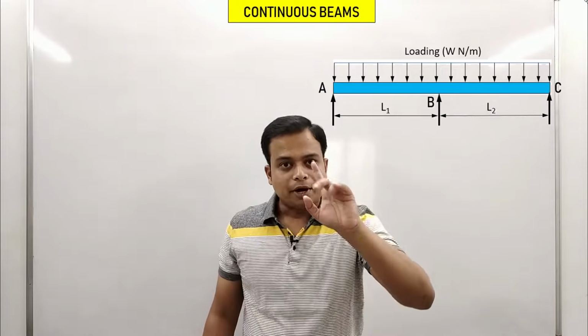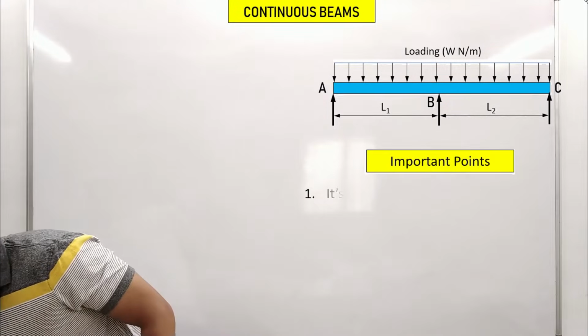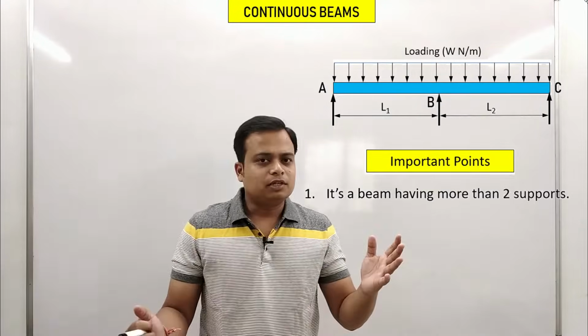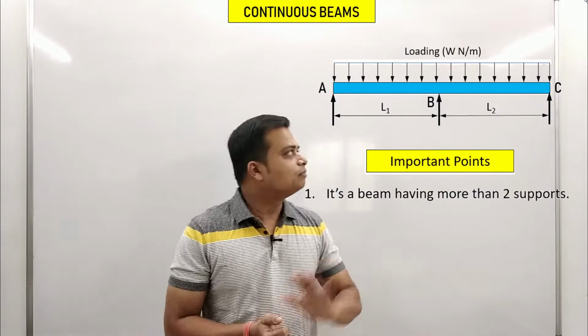So point number one with respect to a continuous beam is, here we go. It's a beam having more than two supports. It's quite obvious.